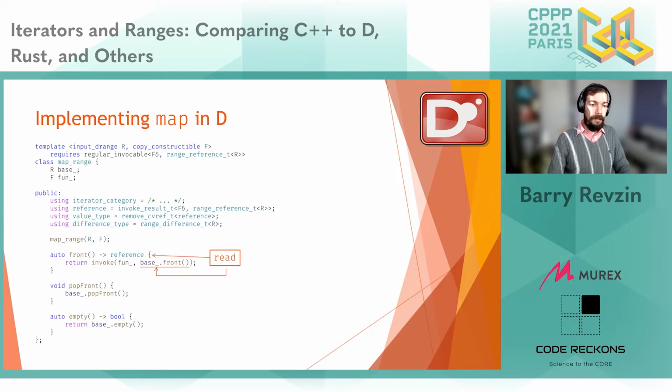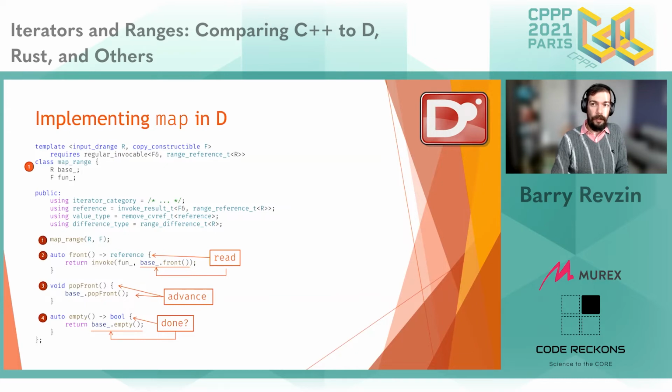Similar to the dereference operator for C++, in D, front has to invoke basis front and invoke the function on it. And advance and done simply defer to the underlying range's operations. And that's it, actually. And now we're done. We have just the one type, and we have the 4 functions, and we have a complete implementation of map in D. That's all there is to it.